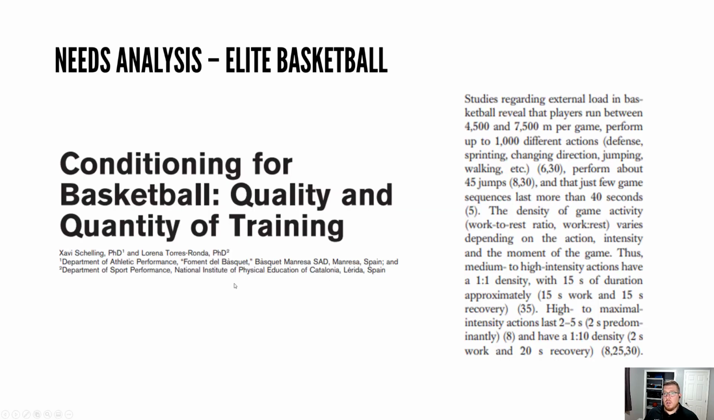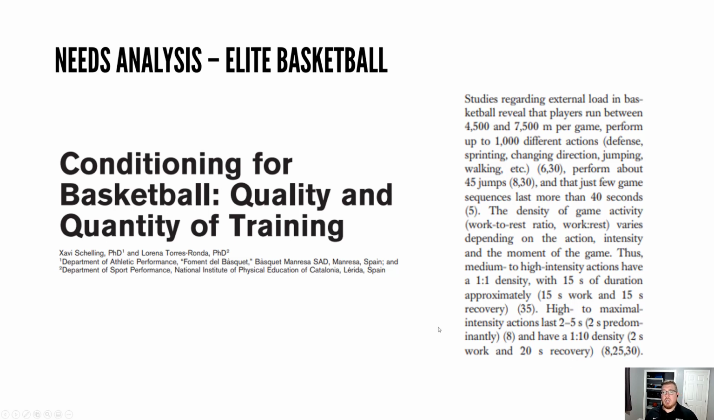So moving on from here, in this article, Conditioning for Basketball, Quality and Quantity of Training, we can see in these studies that basketball players run between 4.5 kilometers and 7.5 kilometers per game and perform up to 1,000 different actions within the game. Then we can also see that medium to high intensity actions have a 1-to-1 density with 15 seconds of duration approximately. So 15 seconds work and 15 seconds recovery. Where high to maximal intensity actions last 2 to 5 seconds, 2 seconds predominantly, and have a 1-to-10 density. So 2 seconds of work and 20 seconds of recovery.